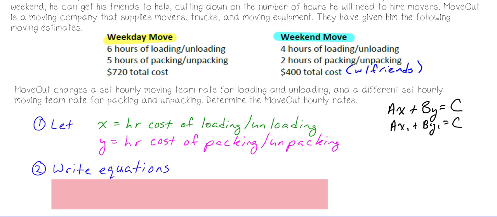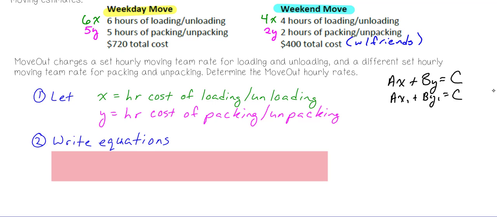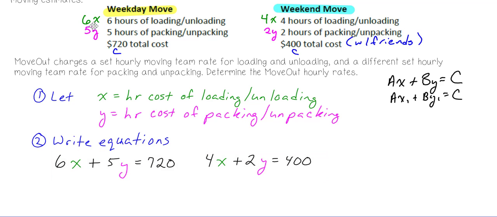loading and unloading is going to be X. So this 6 would be 6x, and on the weekend move, this would be 4x. When we look at packing and unpacking, we're using y, so this would be 5y, and the other one would be 2y. And then we're going to write those in equation form. So this 720, that is going to be our C amount, and the 400. So our equations would be 6x plus 5y equals 720. The second equation is going to be 4x plus 2y equals 400.